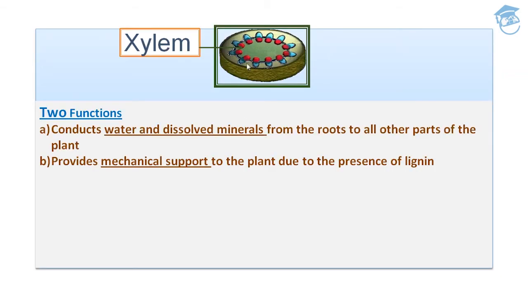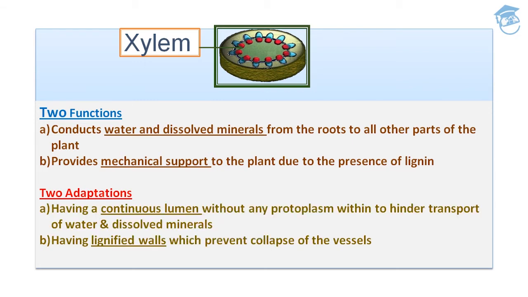Okay, so this is xylem. The main function of xylem is to conduct water and dissolved minerals from root to the other parts of a plant body, and an additional significance is to provide mechanical support to the plant due to the presence of lignin. Now there are two adaptations of xylem. It has a continuous lumen without any protoplasm within to hinder transport of water and dissolved materials or minerals. It has lignified walls which prevent collapse of the vessel. So these are the two adaptations of xylem, which later forms wood.